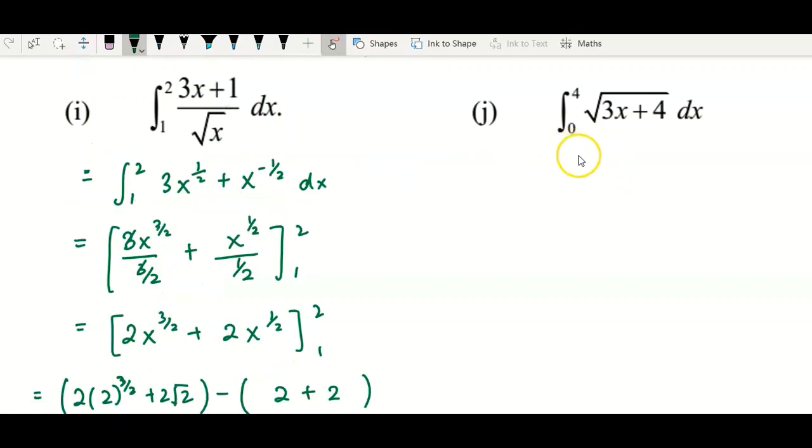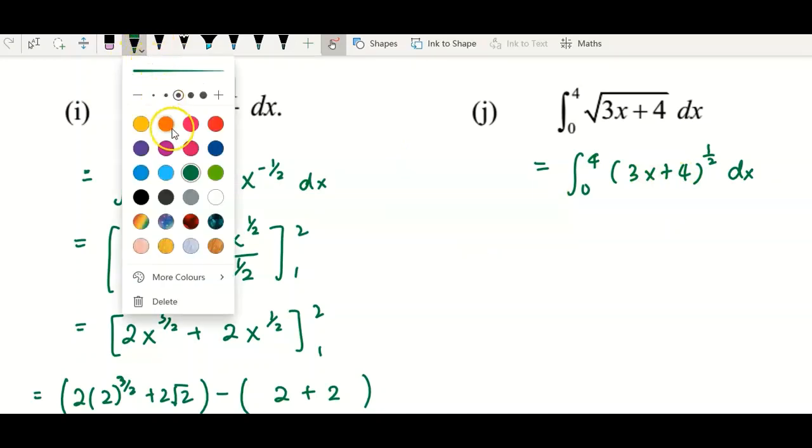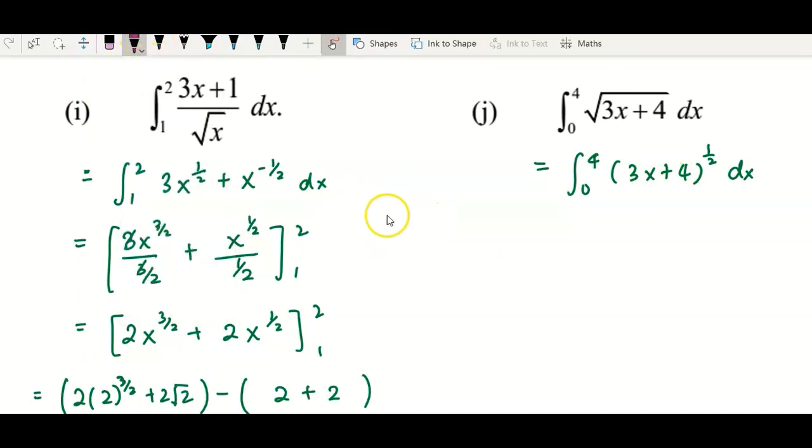For question J, I think we need to use the substitution method, because you have (3x + 4) to the power of 1/2. If you have x to the power of 1/2, there's no problem to integrate with the basic rules. But for a linear function raised to a fractional power, you need to use a substitution method.